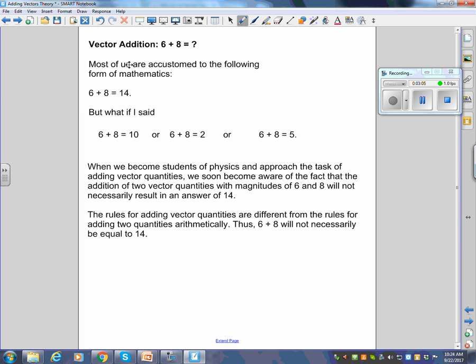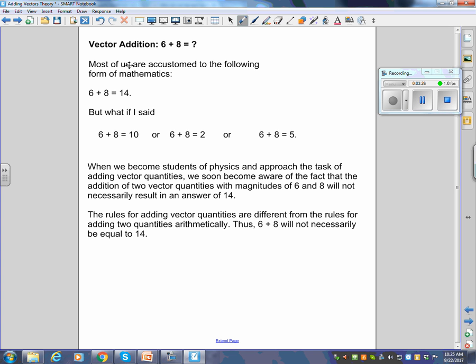Okay, so let's talk about vector addition. This is the handout that you have, right? All right. So it says most of us, what is 6 plus 8? What does 6 plus 8 equal? Some people say 14. I tend to disagree with them. How come? You guys give me the what face? 6 plus 8 is indeed 14.